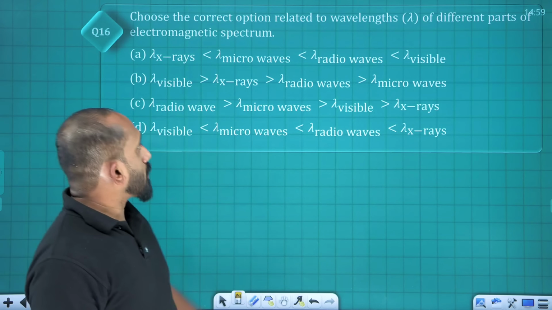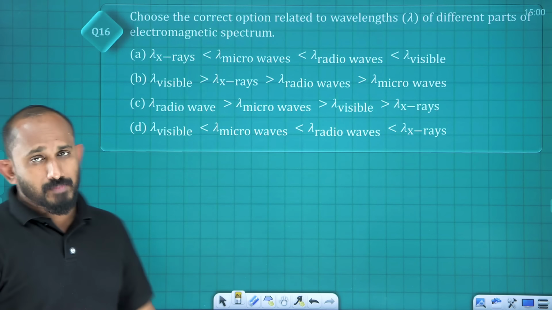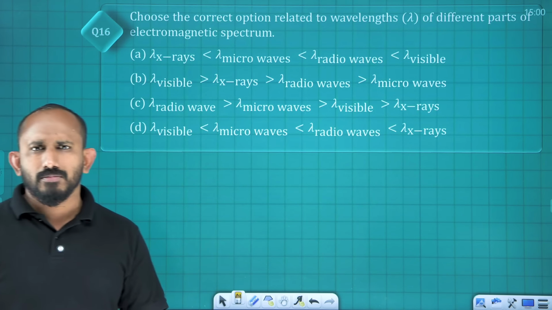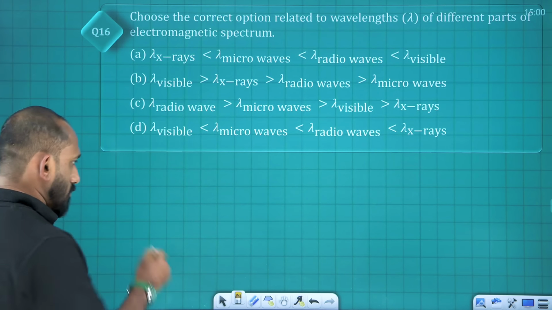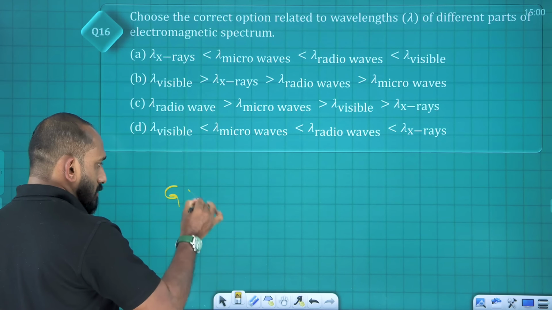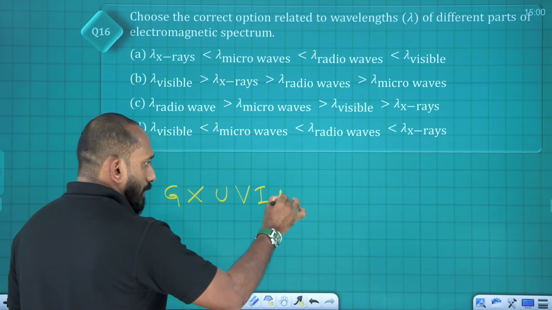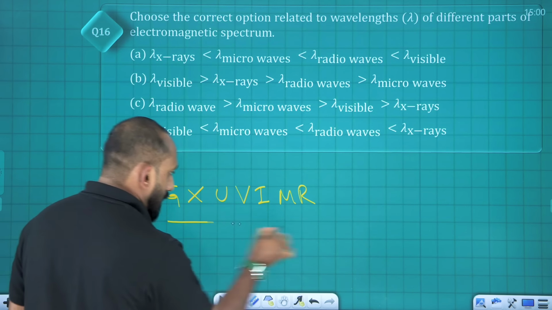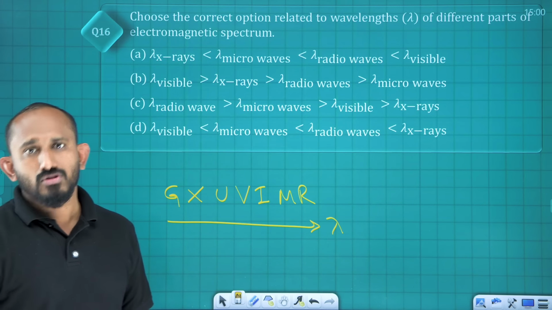Choose the correct option related to wavelengths of the different parts of the electromagnetic spectrum. So the same concept is there. You have to arrange them in order of wavelength. The spectrum, we just got it: gamma rays, X-rays, ultraviolet, visible light, infrared, microwaves and radio waves. This is the increasing order of wavelengths. So let's check.